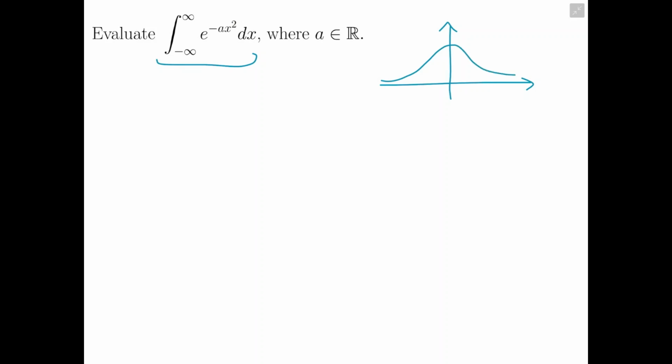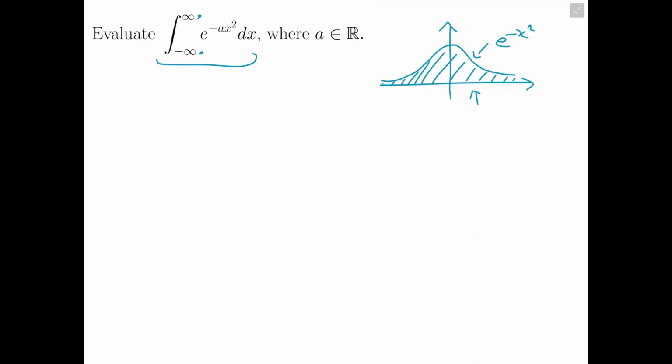And what this integral is working out is the area under this graph, because it goes from x equals negative infinity to x equals positive infinity. So it's the total area enclosed between the x-axis over here and the function e to the minus x squared.